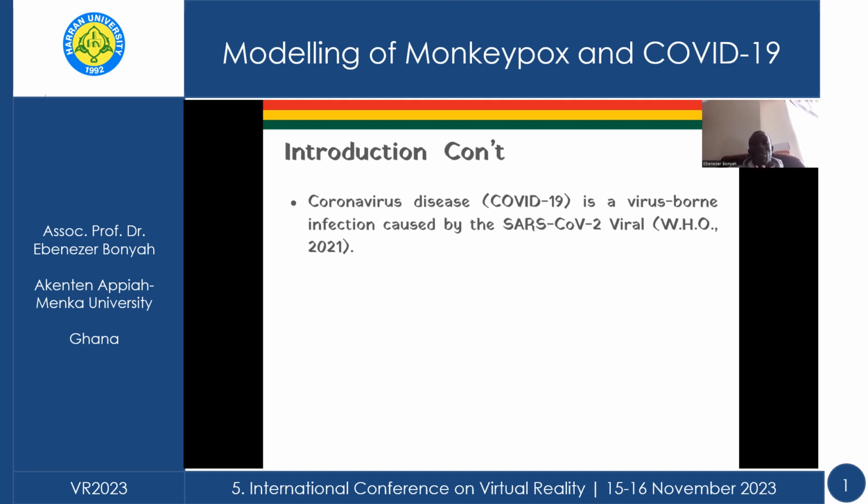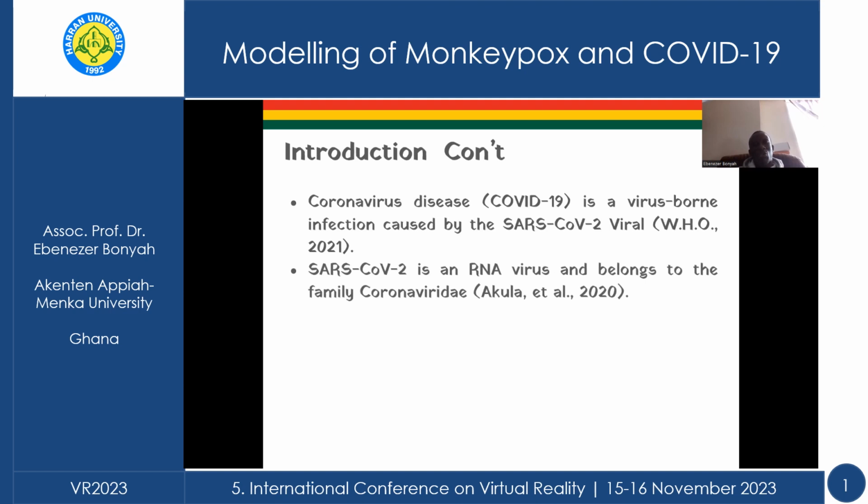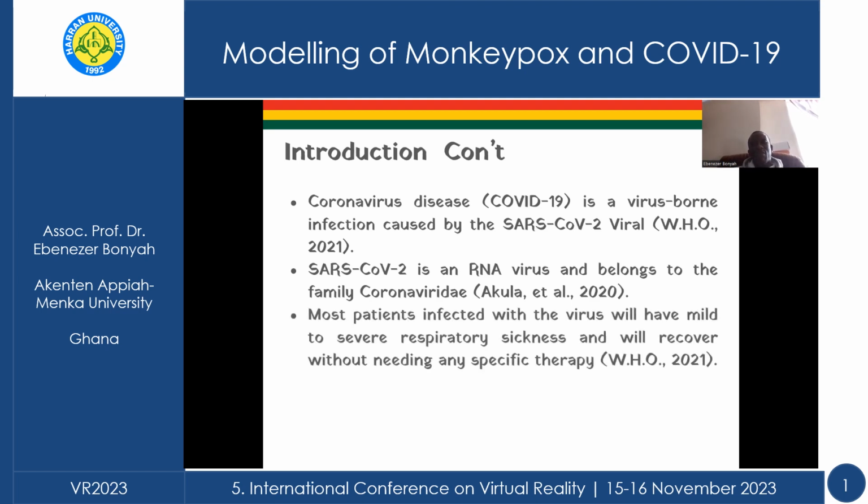So coronavirus is a viral infection caused by SARS-CoV. And SARS has been there for so many years. So when COVID came up, people said that it's SARS. Later, research showed that the variation is a bit different, but they have a lot of commonalities. So SARS-CoV-2 is an RNA virus and belongs to a family called coronavirus. Most patients infected with this virus will have mild, sometimes severe symptoms. Some may, of course, be asymptomatic. They have it, they don't even know they have it.